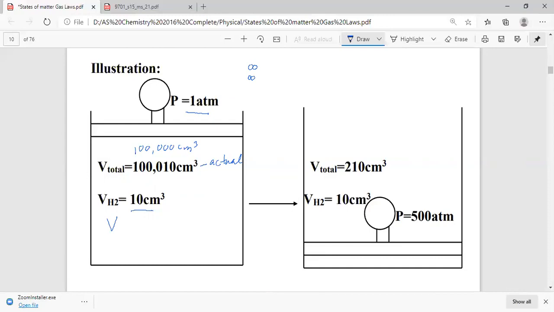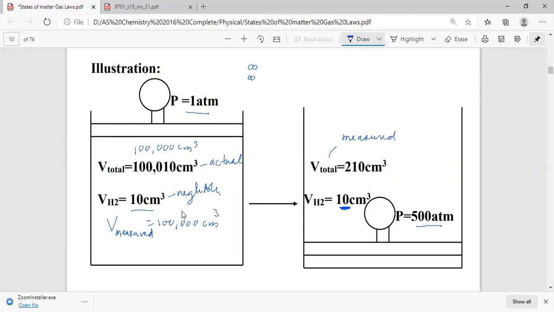the measured volume is equal to 100,000 cm cube, if we say this is negligible. Now here, if I increase the pressure to 500 atmospheres, of course the volume will go down. But the volume of your hydrogen cannot change because it's not compressible. The volume of the empty space changes, though. So the total actual volume is 210.